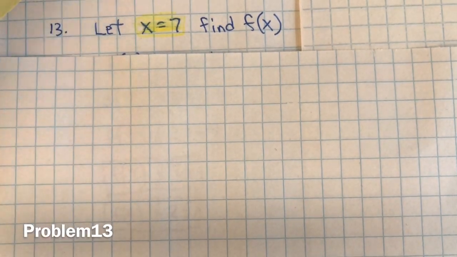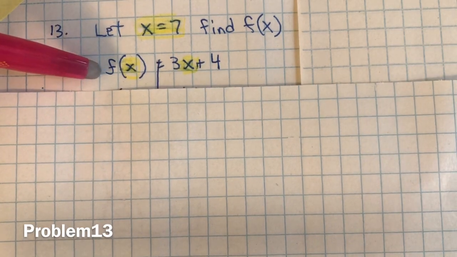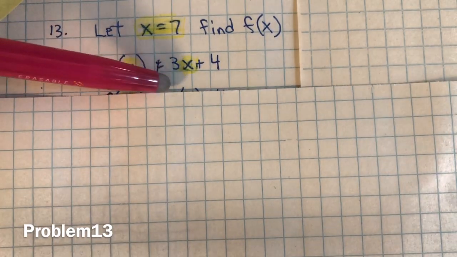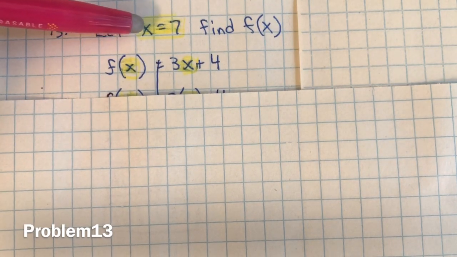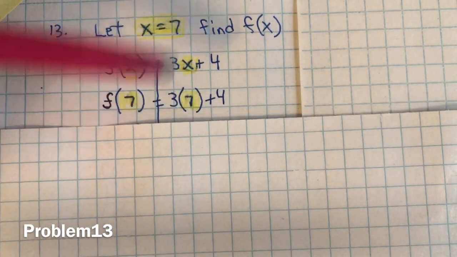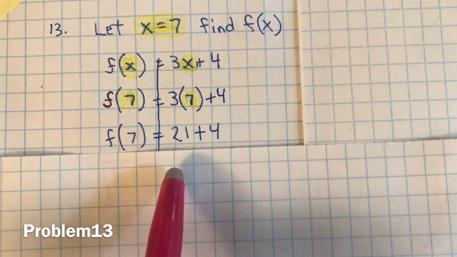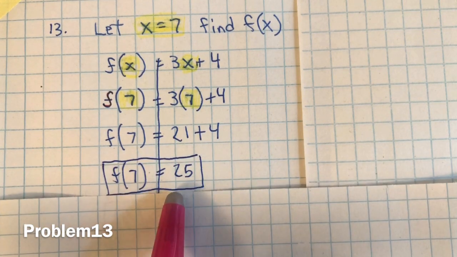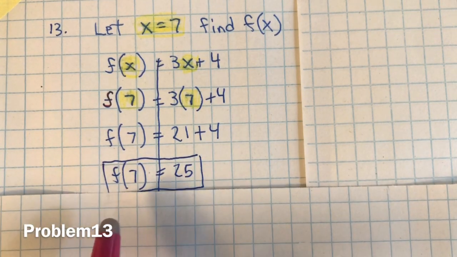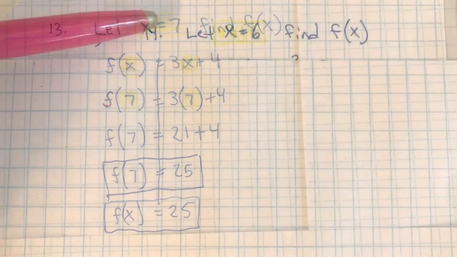Number 13, let x equal 7, find f of x. So we have f of x equals 3x plus 4. So we're going to plug in the value of 7 for x. So now we have 3 multiplied by 7. 3 multiplied by 7 is 21. 21 plus 4 is 25. So f of x equals 25.